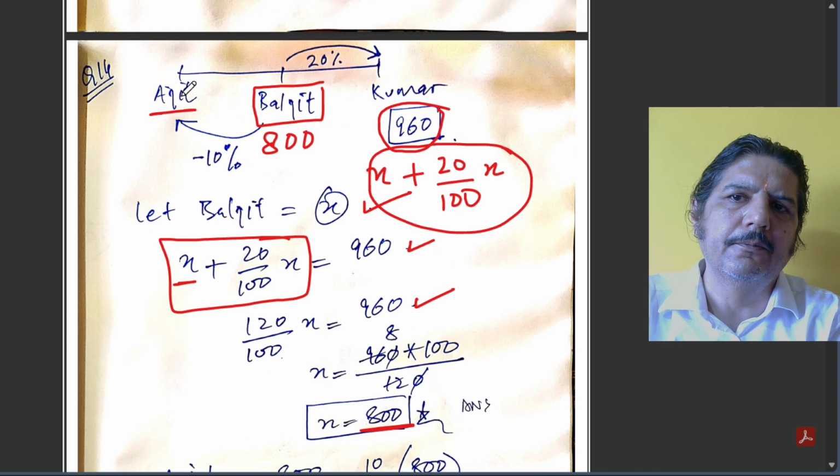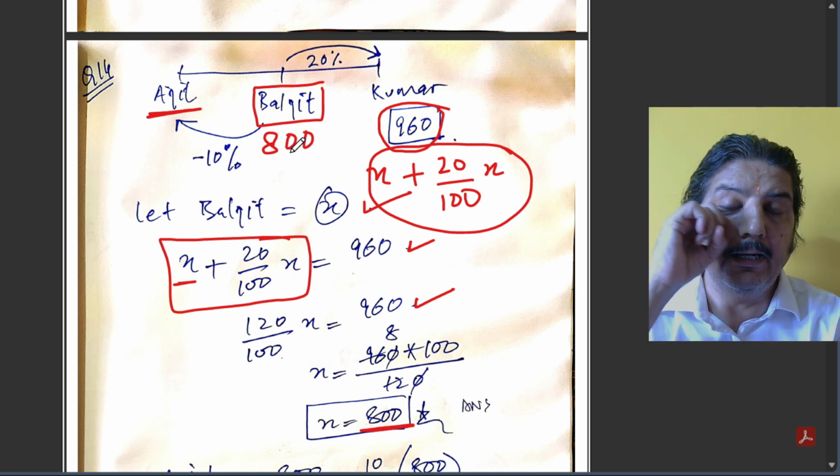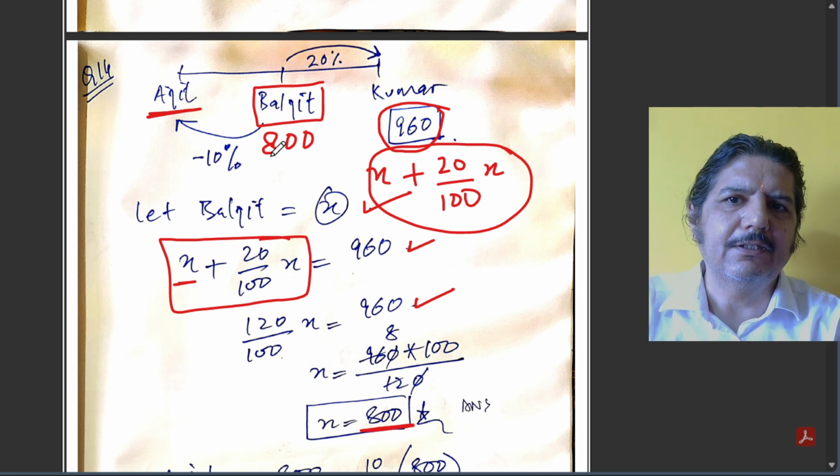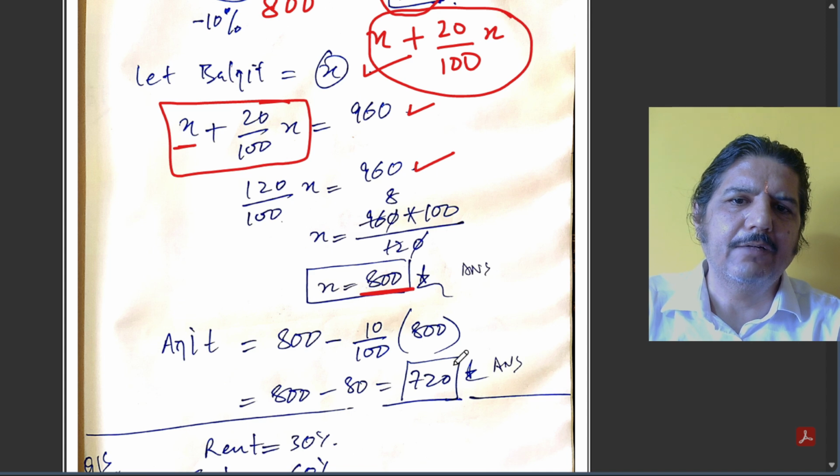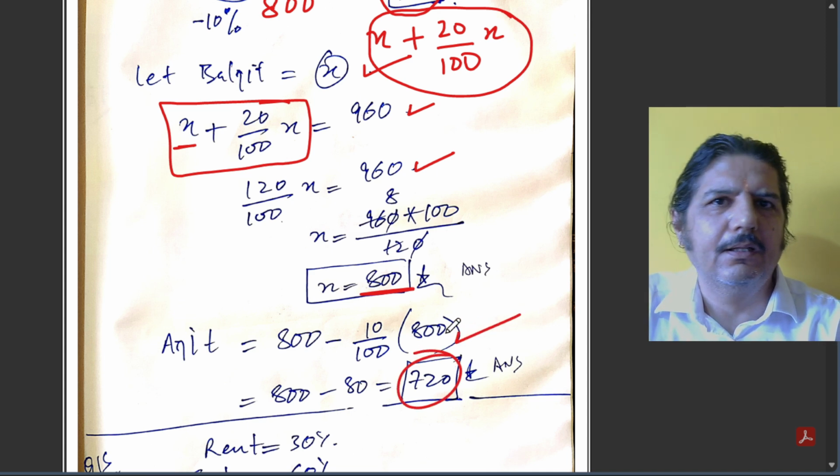Baljit's score is 800. Now we have to find Ajit's score. Ajit is 10% less than Baljit. So 10% of 800 is 80. So 800 minus 80, which is 720. So Ajit's score would be 720. I hope this is also clear.